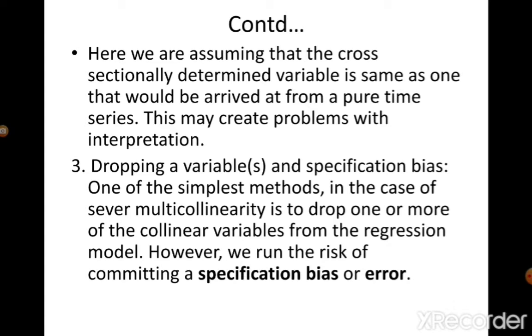Another method suggested is to drop a variable. This is actually one of the simplest methods. If there is a case of severe multicollinearity between two x variables and you know that it is there, why don't you just simply drop one of those collinear variables from the regression? But if we do that, we run the risk of committing a specification bias or error.